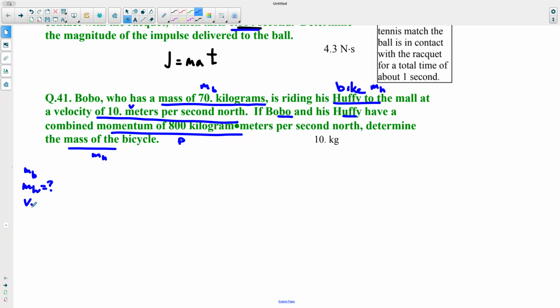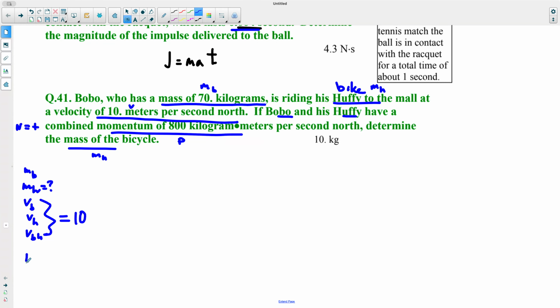We have the velocity of, who is this? This velocity actually is of both of them. You could say velocity of Bobo. You could say velocity of Huffy. You could even say velocity of Bobo and Huffy together. All of these are 10. It's all moving together the same. And because we read north, sorry, I'm not yelling right now, north is going to be positive here. That's the easiest way to do it.